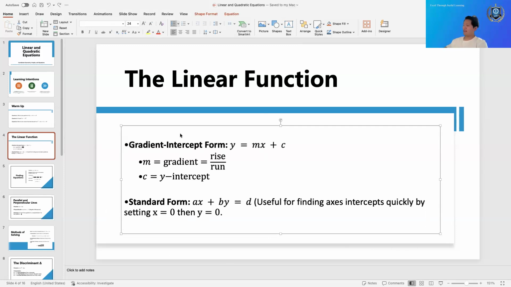Now, we have our linear function, good old pretty simple y equals mx plus c, where your m is your gradient and your c is your y-intercept. That's your gradient-intercept form, and this is the generally preferred form.